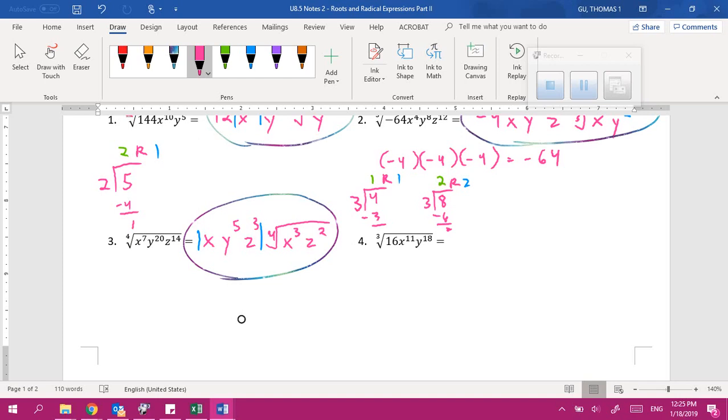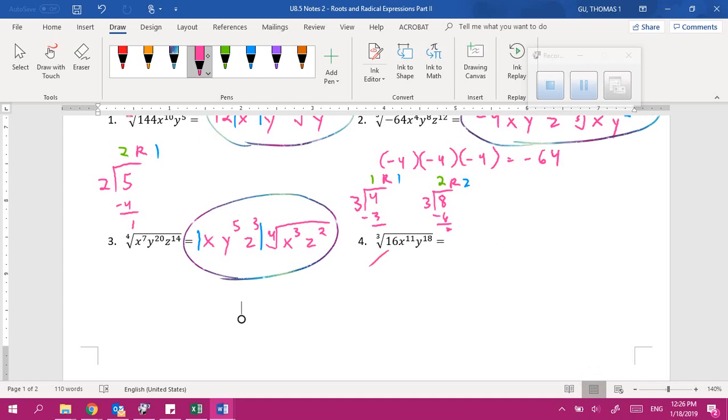No, because the index is odd. It's a 3. Okay, so now this one's a little tricky, because is there a cube root of 16? No, there's not. There's no number that will multiply itself by itself 3 times to make 16. So what we're going to do here is break down 16 into a base and an exponent. So can you tell me 2 numbers that multiply to make 16?